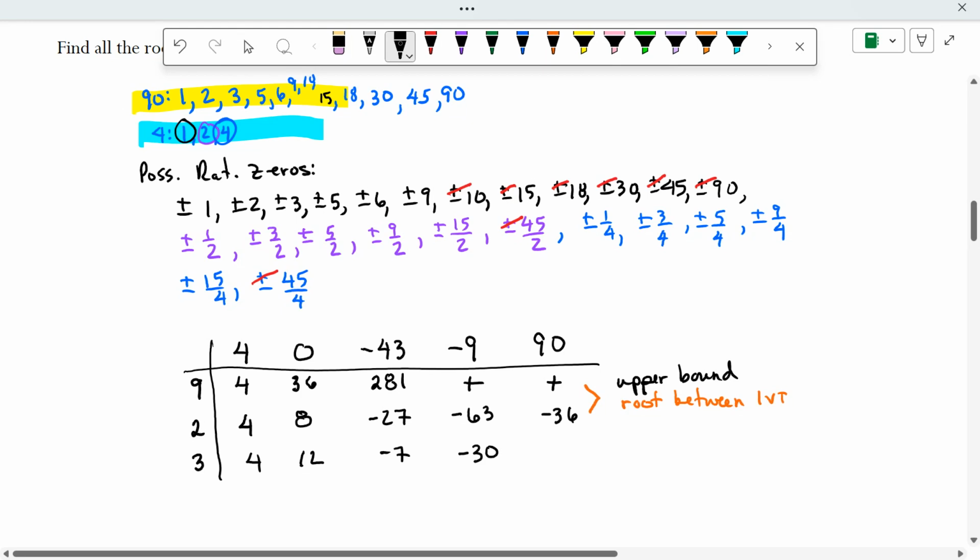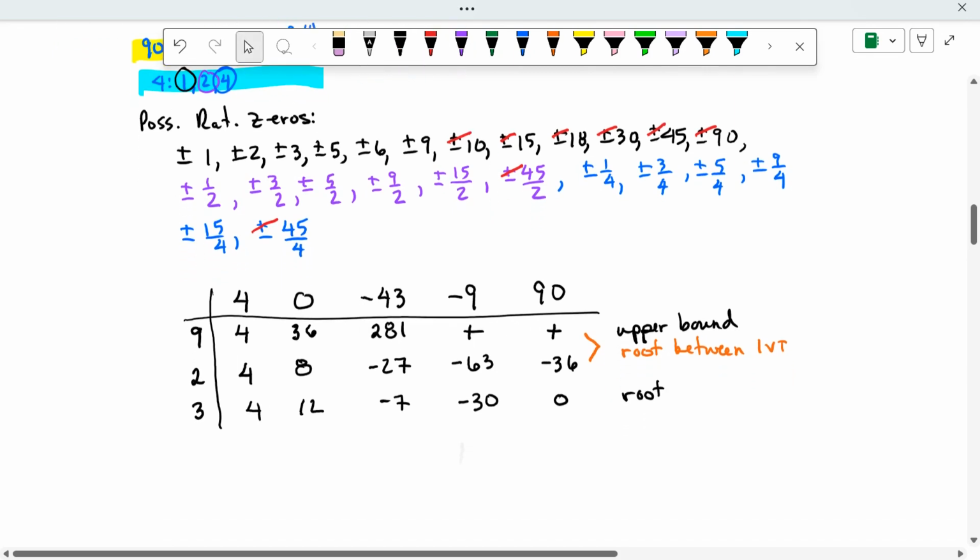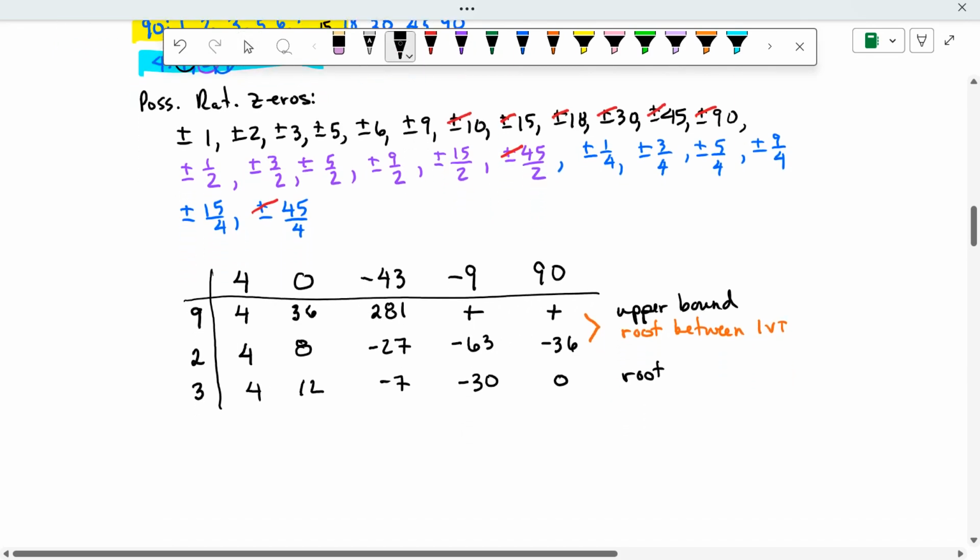And 3 times negative 30 is negative 90, plus 90 is 0. And I have found a root. And now you are going to stop with the synthetic division, because this is a root. That means x minus 3 is a factor. So I am now going to actually factor my polynomial.